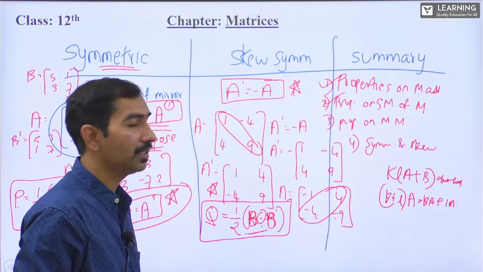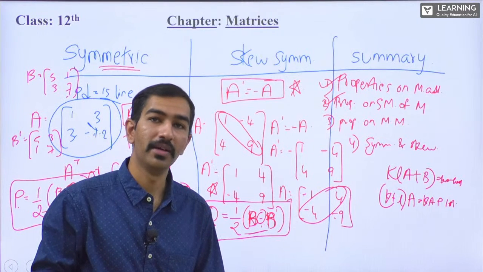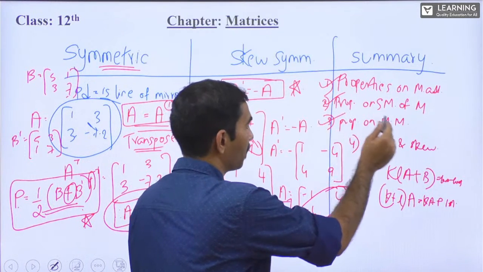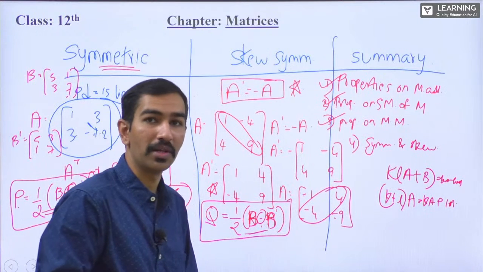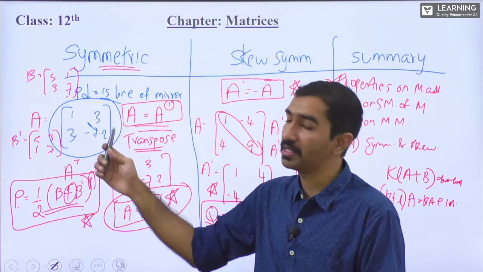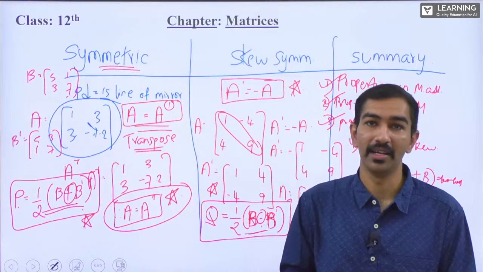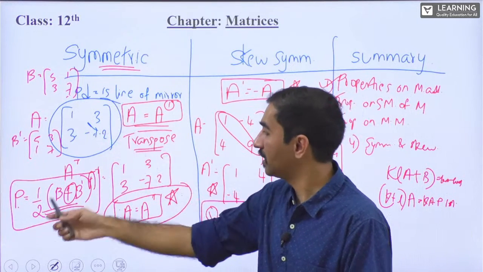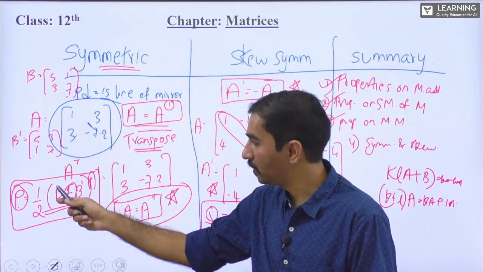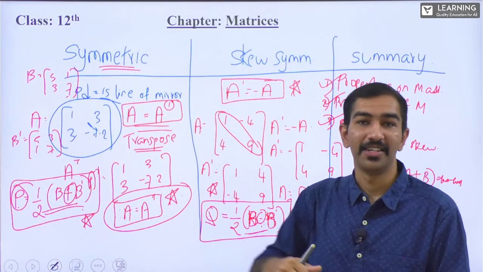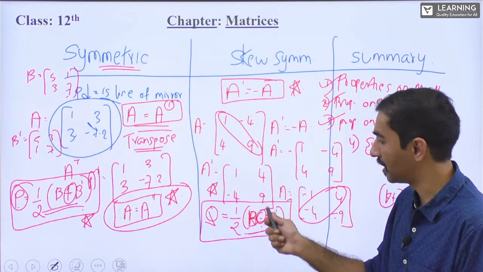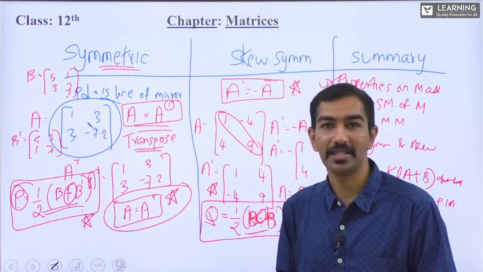Properties of matrix multiplication, three properties we saw: associative, distributive, and existence of multiplicative identity. So these are the three properties which we saw in properties of matrix multiplication. The very last thing we saw today is symmetric and skew symmetric matrix. So symmetric, how do we remember? A dash is equal to A, and skew symmetric is A dash is equal to minus of A. How do we convert the given matrix into a symmetric matrix? We consider that P is a symmetric matrix which is equal to 1 by 2 of B plus B dash. To convert the given matrix into a skew symmetric matrix, instead of plus, what will we use, students? Minus sign. So this was for today's session.